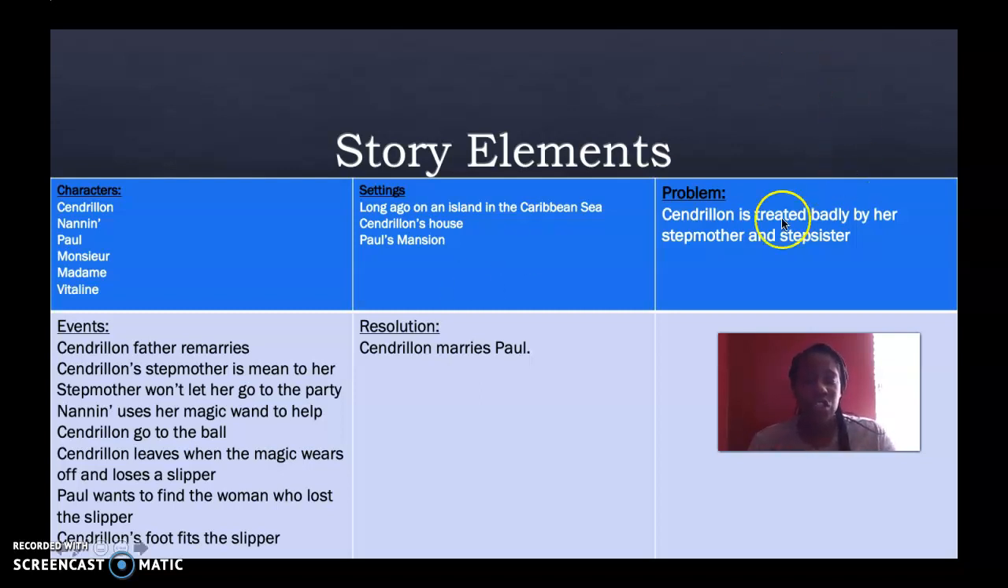Most of you did submit work that was correct. She's treated badly by her mother is the problem in the story, and the resolution is that she marries Paul. Now, the events of the story are what help us to retell the story, and that's what we're going to practice doing today. So once it's time for you to retell the story, if you need to pause it on this screen, feel free to do so. It's not a trick question. I want you to use the resources that you have to help you retell the story, because it's going to help you with your writing.